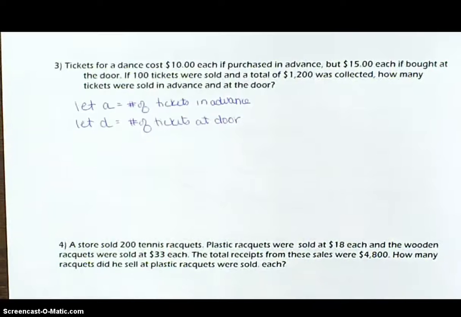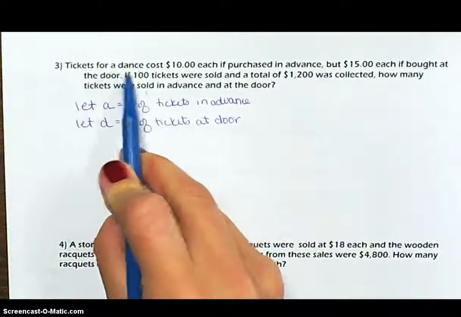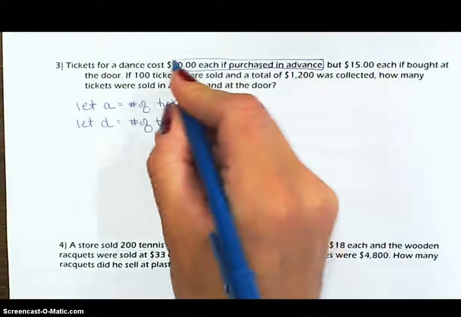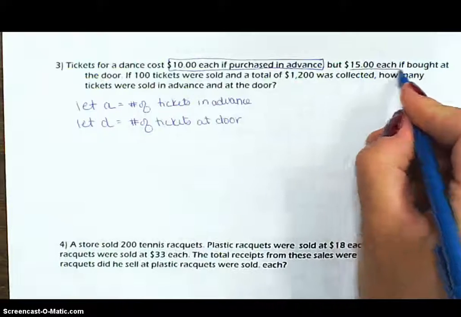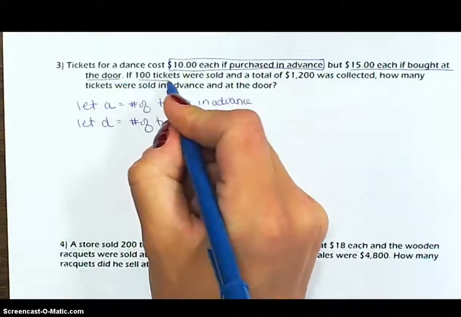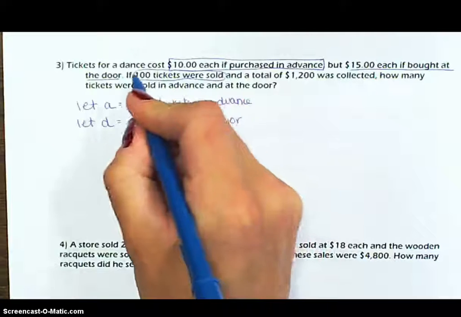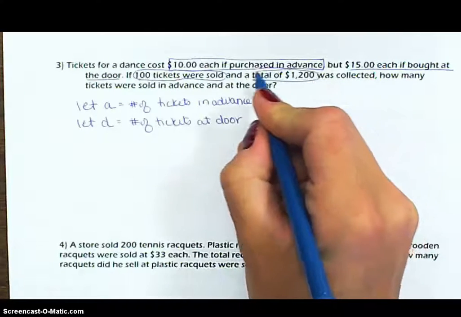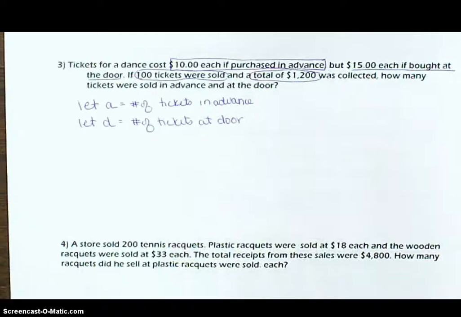Okay, so now we have our two let statements. Now we have to read and find our important information. Tickets for a dance cost $10 each if purchased in advance, and $15 each if bought at the door. We have 100 tickets sold, so there's a total of 100 tickets, and we have a total of $1,200.